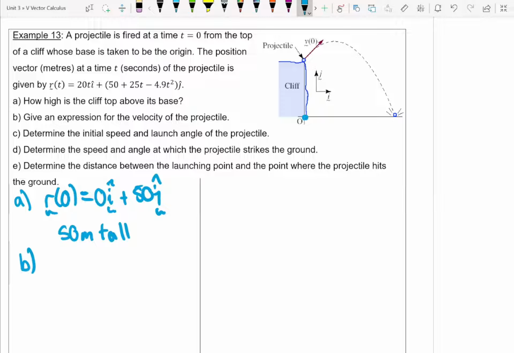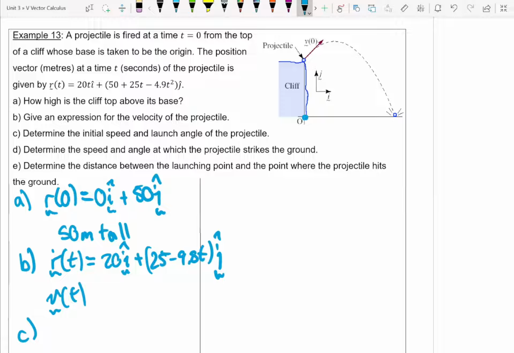Part B, give an expression for the velocity of the projectile. So velocity is going to be the derivative of r. So we take r dot of t, which is going to be 20i, once again, constant velocity in the i direction, and then we're going to get (25 minus 9.8t) j in the j direction. So once again, we get that negative 9.8, which comes from gravity. We're asked to give an expression for the velocity of the projectile, and this satisfies that. So this is the same as v of t.